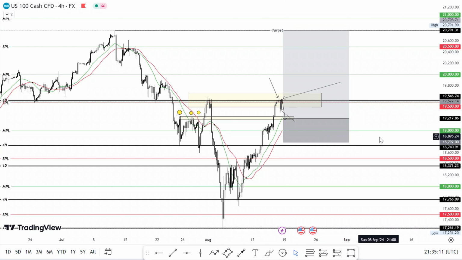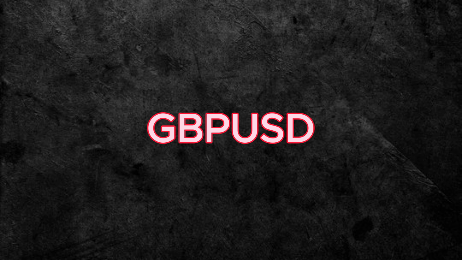But our target is the recent high, which is 20,071 pip value. Now this is for Nasdaq. Now this is the analysis on USD CAD.